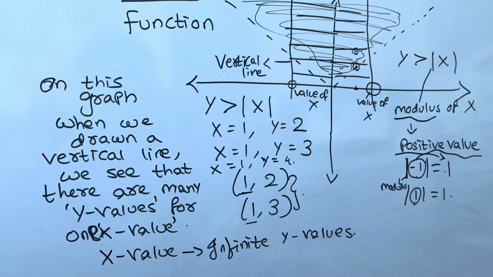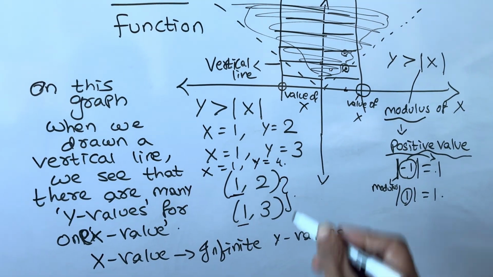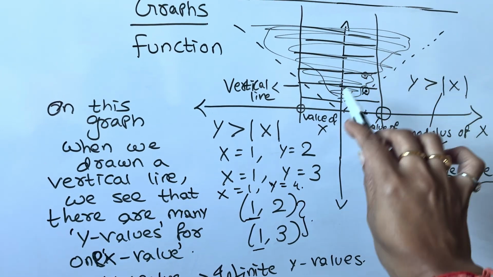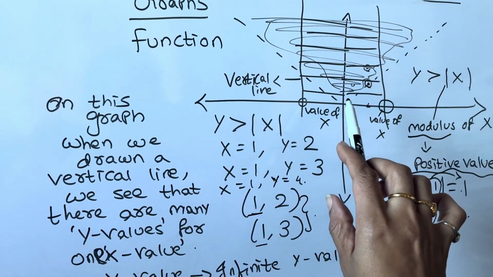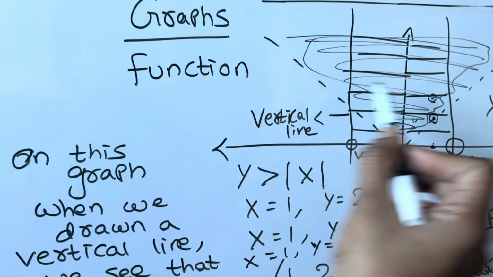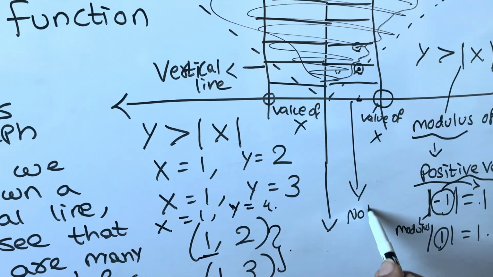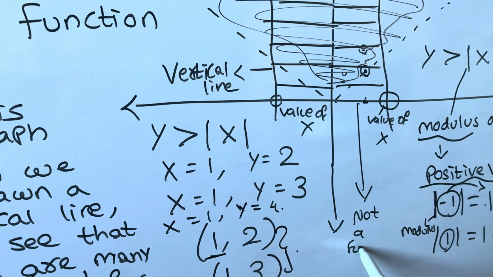Okay, so this is a total glimpse of my problem. For one particular value of x, we have an infinite number of y values. Hence this graph is not a function. So this graph is named as not a function.